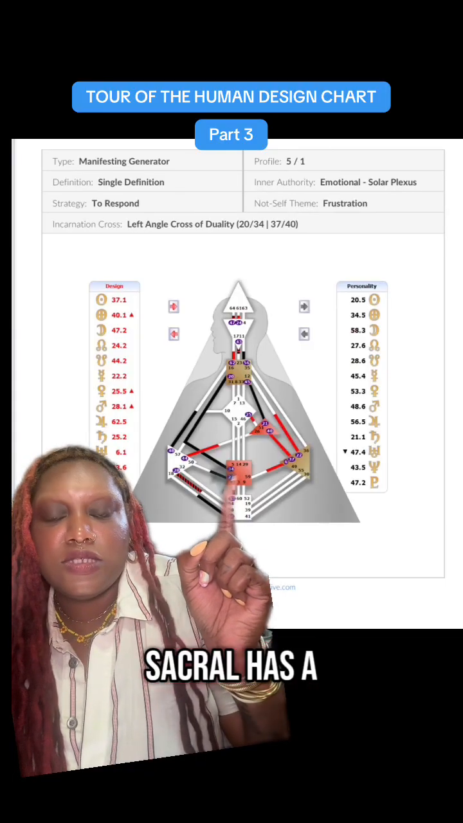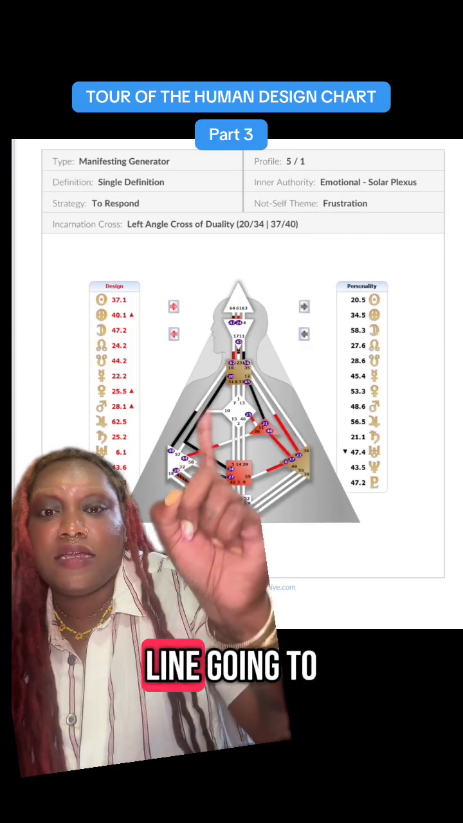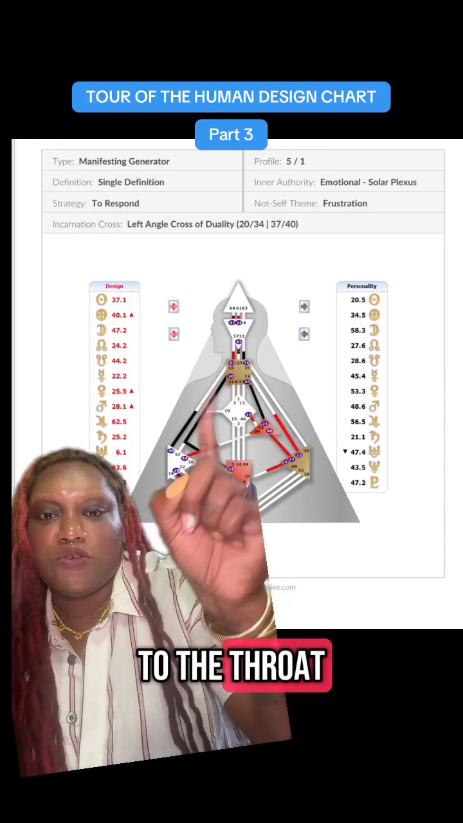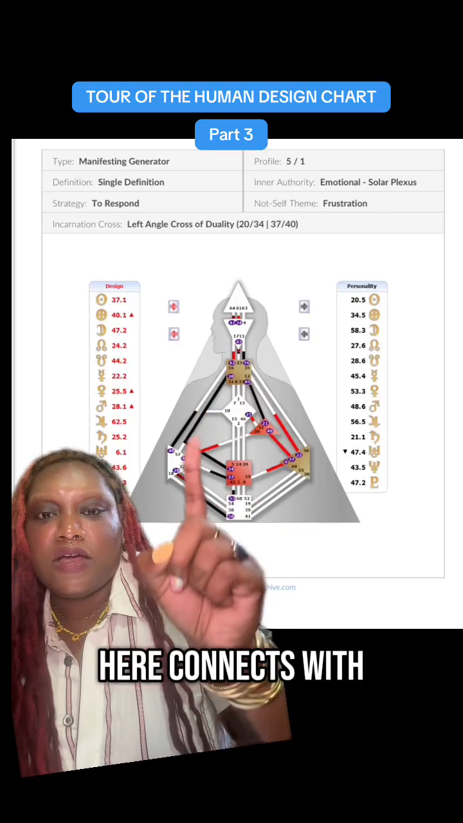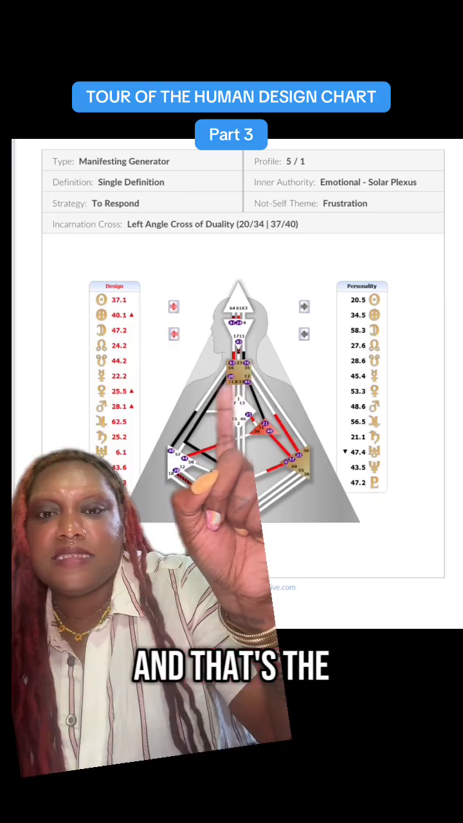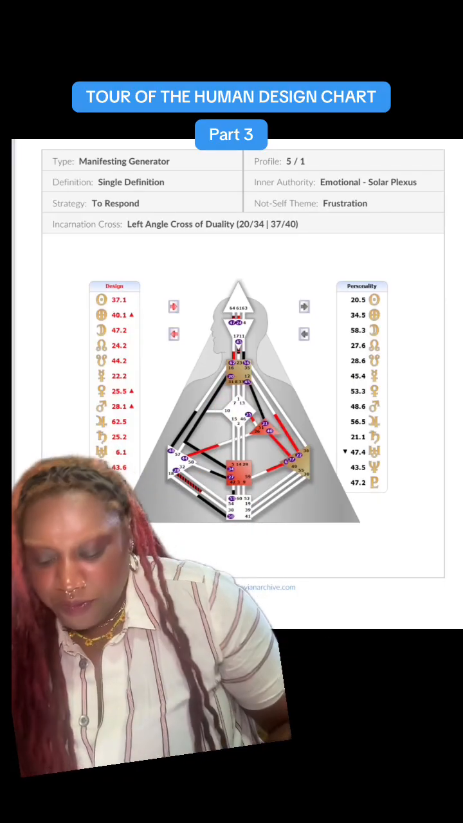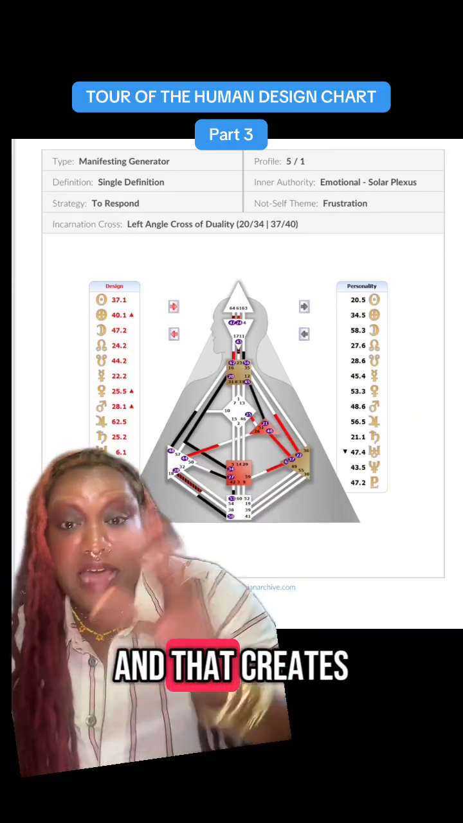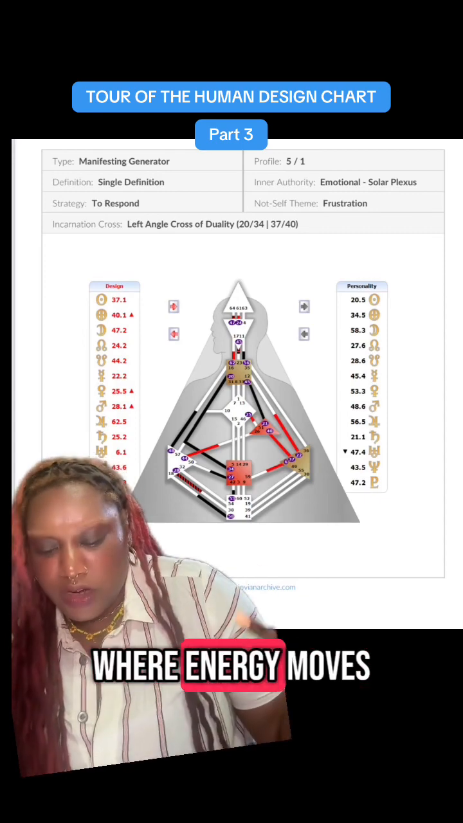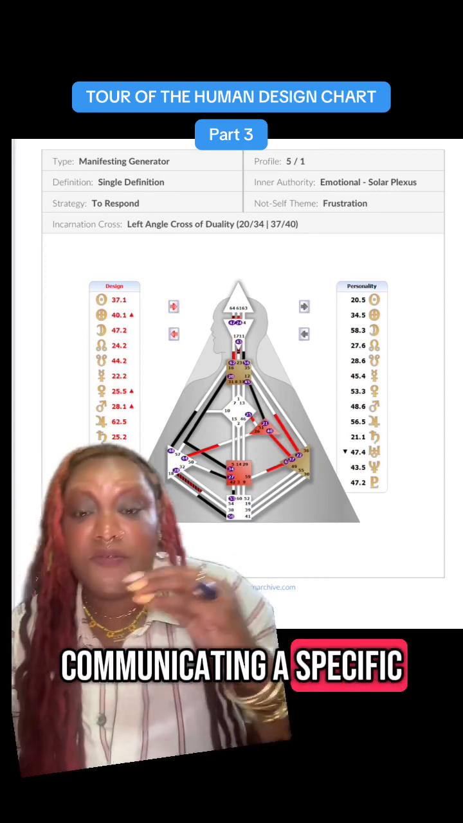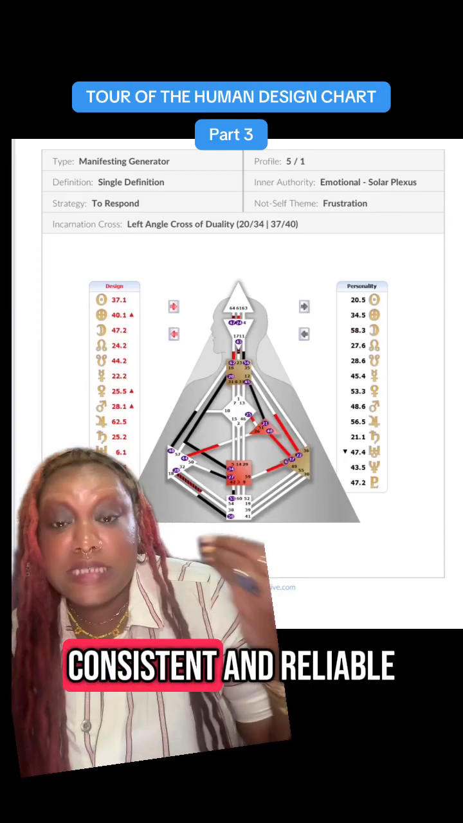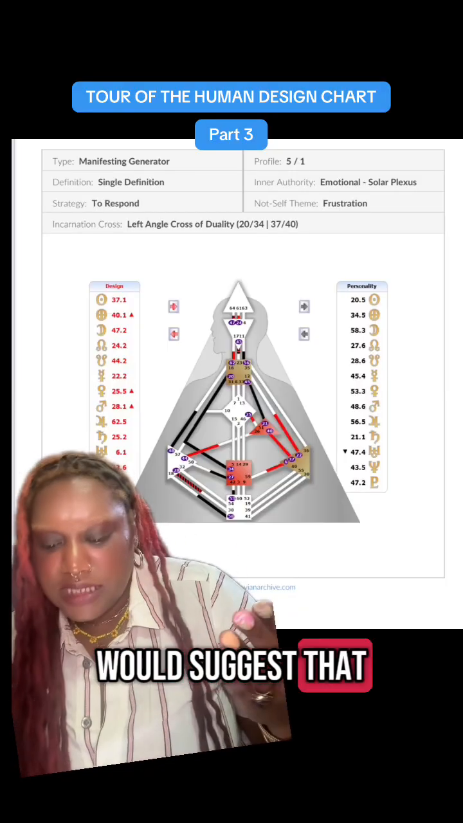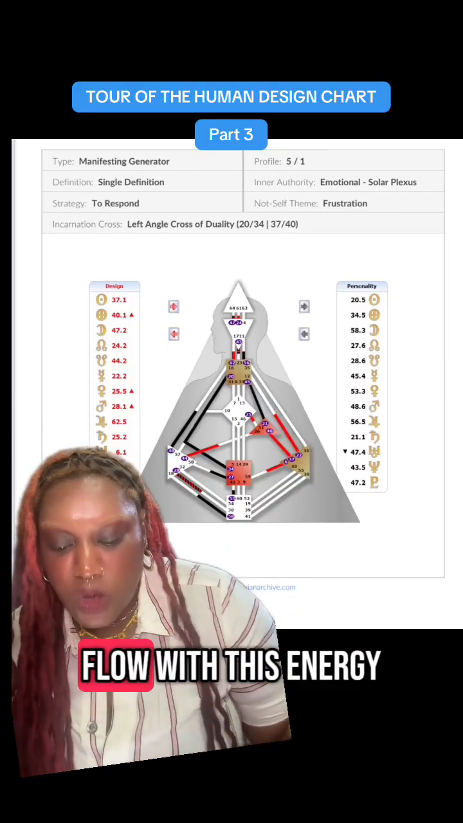the sacral has a line going to the throat, right? You see that the sacral has a channel going to the throat. That basically means a gate here connects with the gate on the opposite side, and that's the gate that connects to the throat. So that is going to create a channel. One gate is communicating with the gate at the opposite end, and that creates the channel. And channels are where energy moves between two centers, communicating a specific theme, a function, and gift that is consistent and reliable for this individual. And this would suggest that someone may feel in sync or flow with this energy.